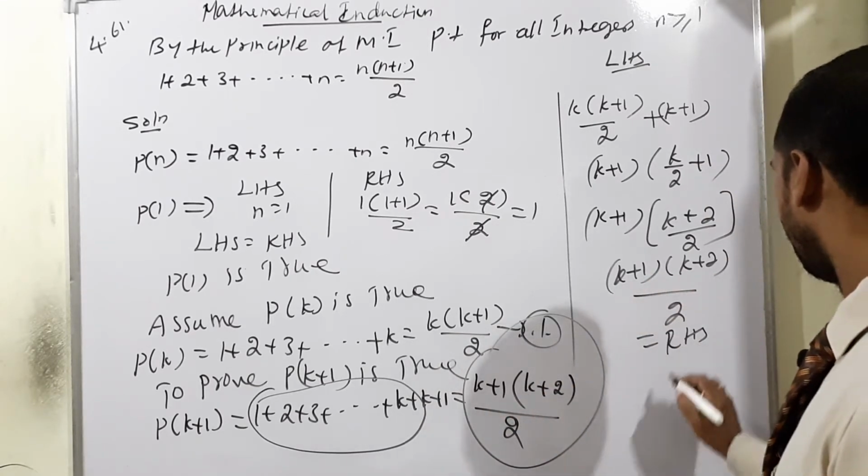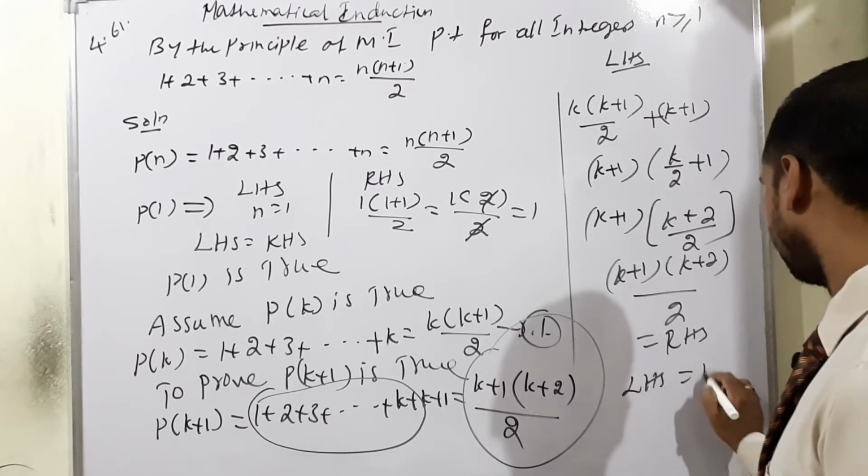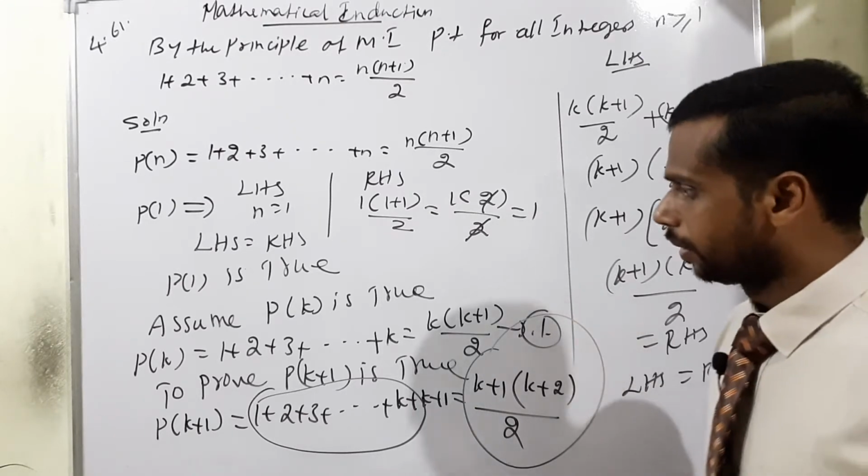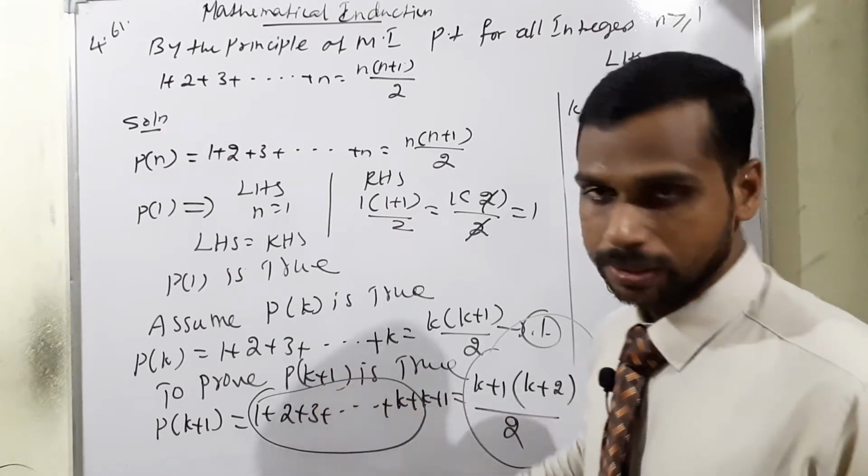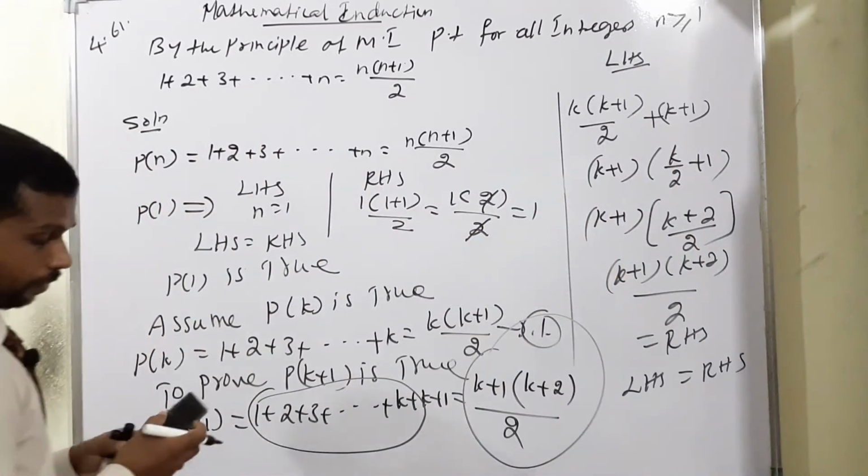This is called RHS. Therefore, LHS equal to RHS means we can say P of k plus 1 is true, isn't it? So, how to finish the line?